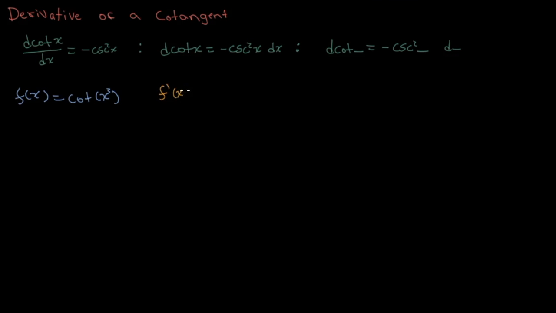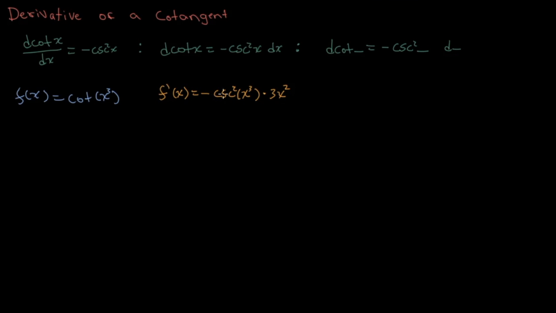So we write f prime of x is equal to, okay, we have cotangent, so we'll write negative cosecant squared, blank. So what is blank? In this case, that is this entire term here, so that'll be cosecant squared x cubed times the derivative of whatever blank is, the derivative of whatever was in this cotangent term. The derivative of x cubed would be, using our power rule, 3 times x squared.